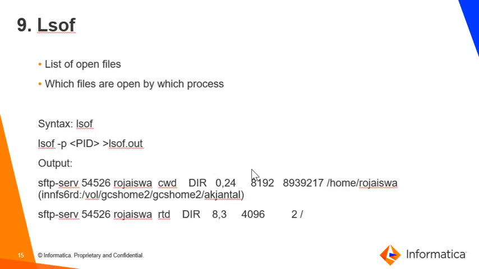The ninth command of our discussion is lsof. It gives the list of open files. It also gives which files are opened by a particular process. The syntax of the command is lsof. We can run this command on a process ID to see which all files are being opened by this process. The syntax is lsof -p and process ID and redirect the output to a file lsof.out.